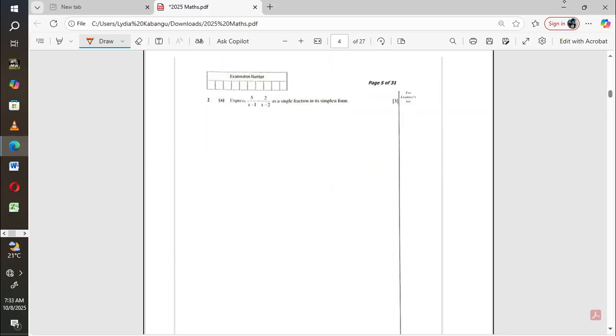So let's proceed. Okay, we come to question 2a. Express 5 over x minus 1 minus 2 over x minus 2 as a single fraction in its simplest form. Others just put a cross multiplication. But we have to go step by step. I don't like doing that. So from there, these are just fractions. If you've been given 1 over 2 minus 1 over 2, you could cross multiply, but no.